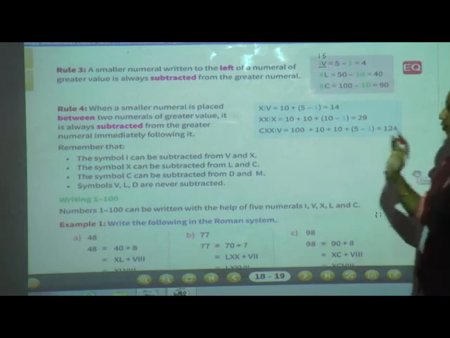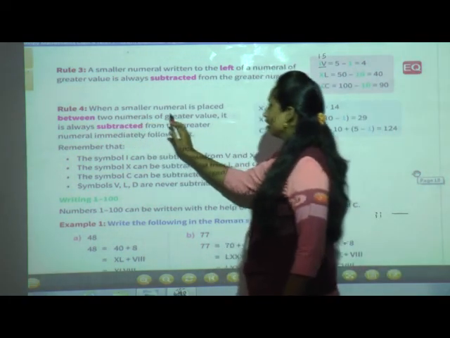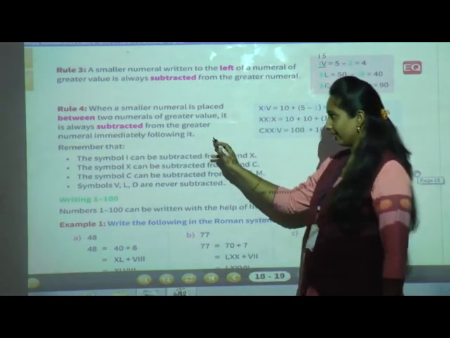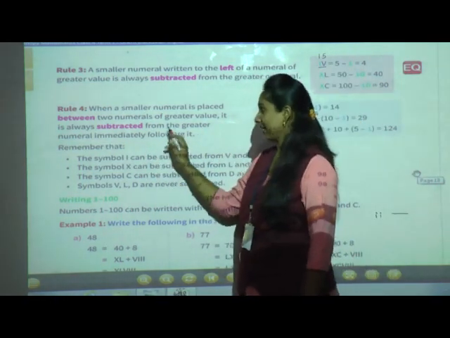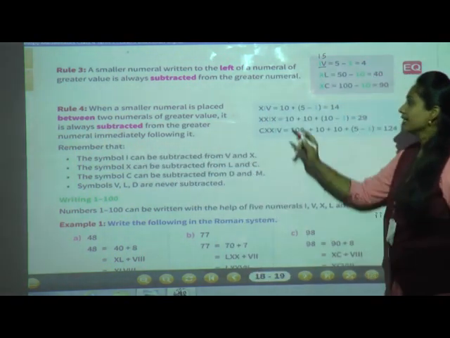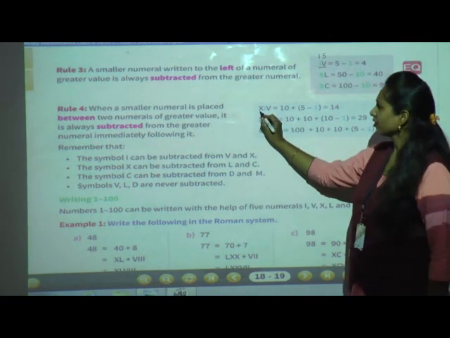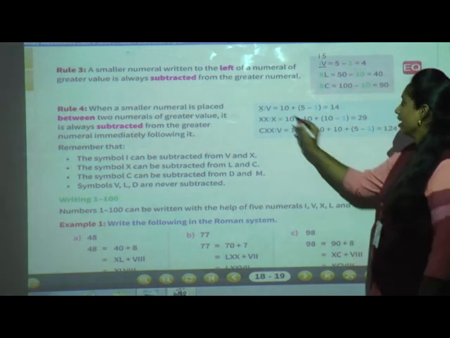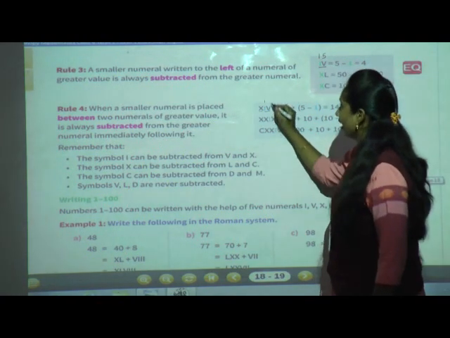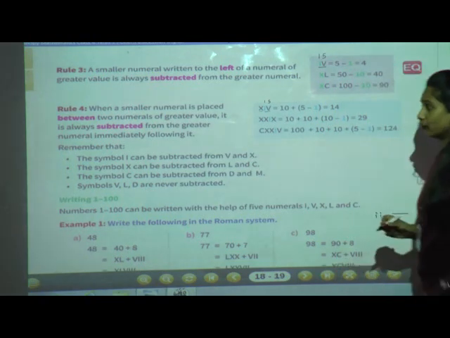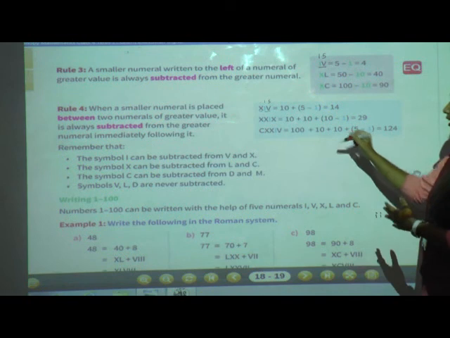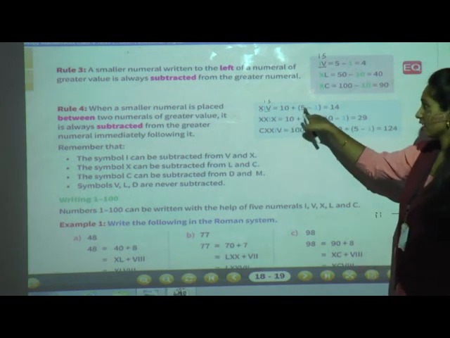Got it? Now rule number 4. When a smaller numeral is placed between two numerals of greater value, it is always subtracted from the greater numeral immediately following it. Now for example, see here. Now X represents 10. Now I and V. See, I represents 1 and V represents 5. Then what we have to do? We have to subtract immediately, like 10 after 10 plus.